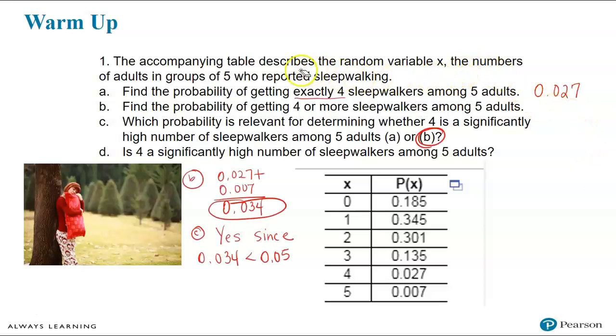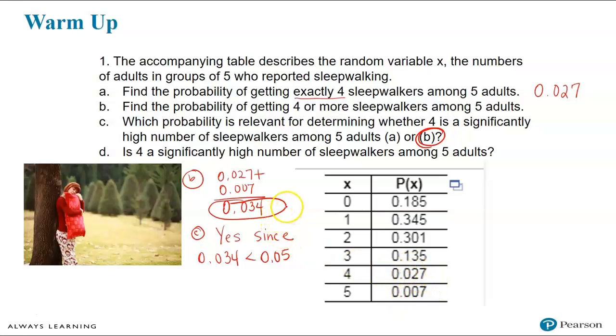Okay, on this one, you've got a table that's given. You want to find the probability, first of all, for getting exactly 4 sleepwalkers among 5 adults. So that's just literally going to be this answer here for 4. Find the probability of getting 4 or more. You're going to add 4 and 5 together, the probabilities for those, and get your answer for that.